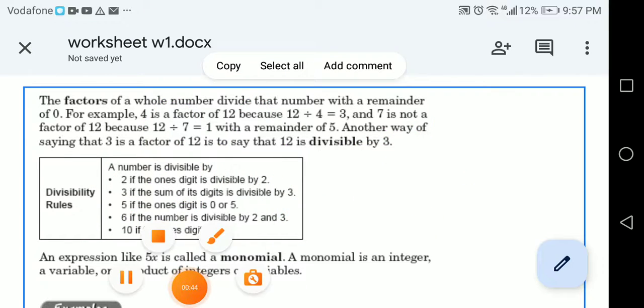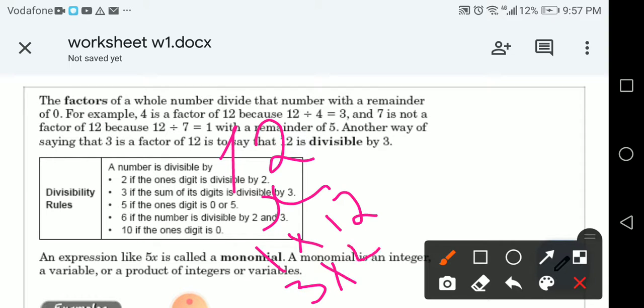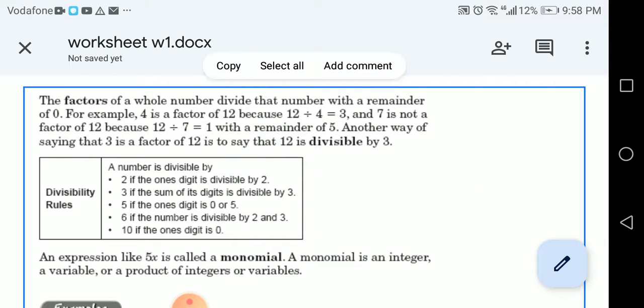This means I can ask myself another question. 12 here is what times what? It's 1 times 12 and 3 times 4. And what else, my dear students? 2 times 6, right? So all of these are factors of 12. Easy one? I think it is.